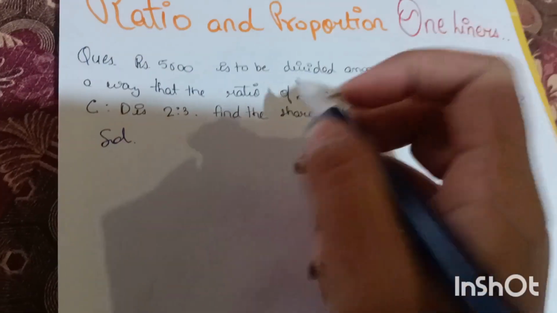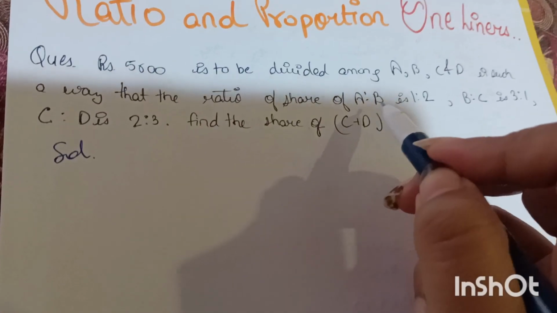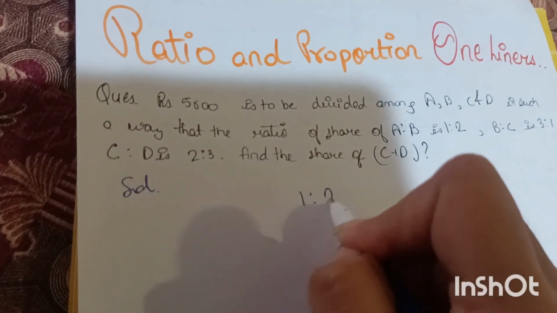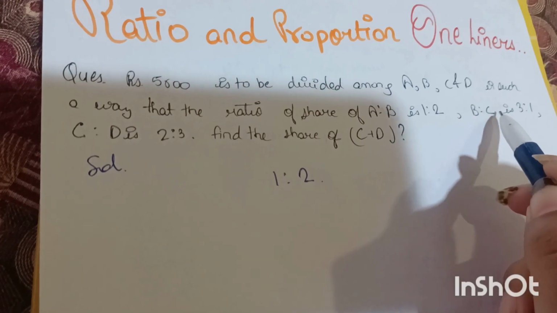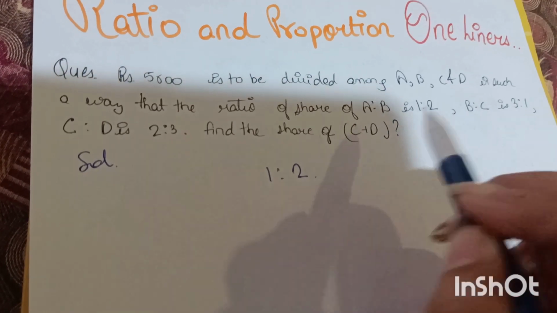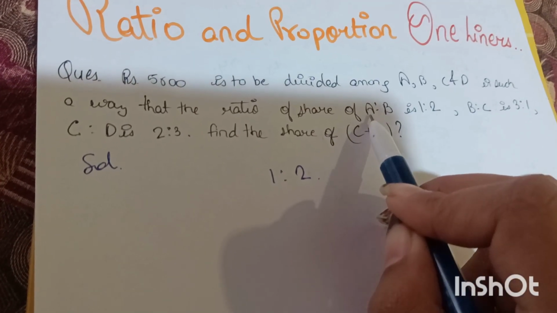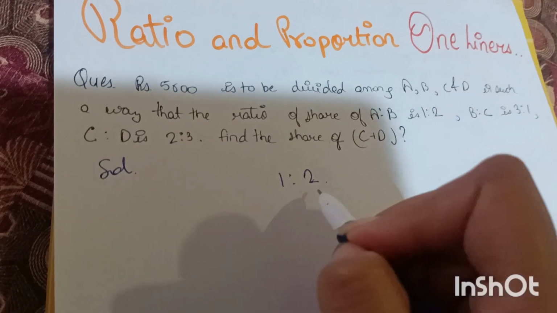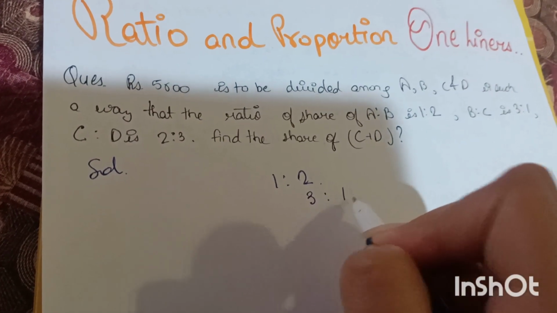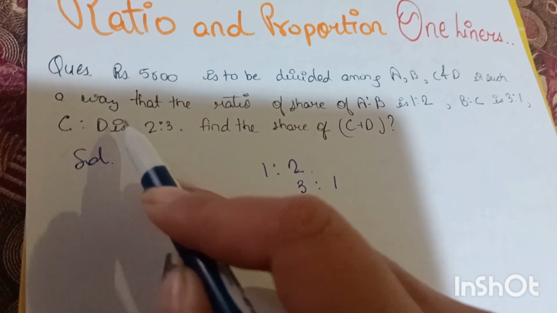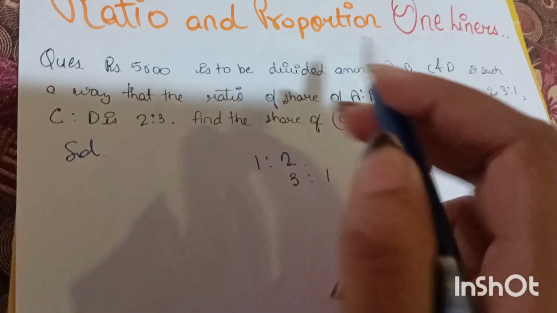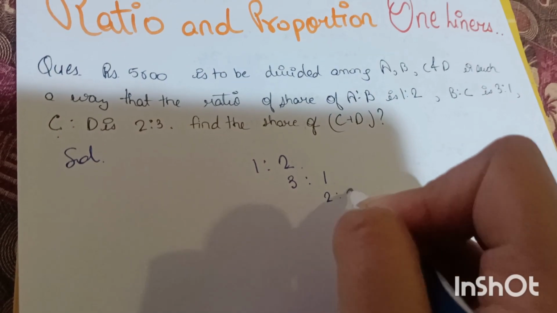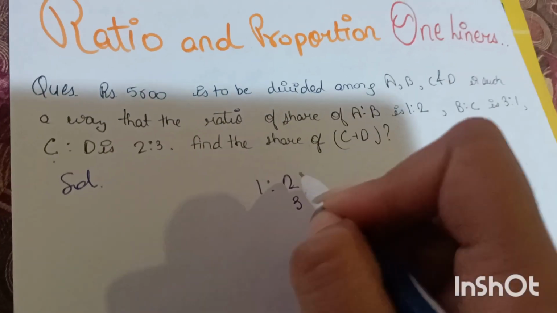So for solving this question, you have to take A ratio B equals 1:2. So you can write it like this, 1:2. Then B ratio C equals 3:1, and we have already been given A ratio B, so B is down, we'll write 3:1. Then C ratio D equals 2:3. So below C you have to write 2, so 2:3.